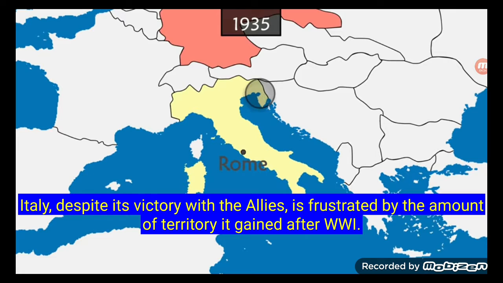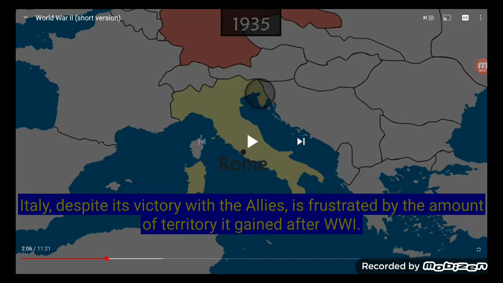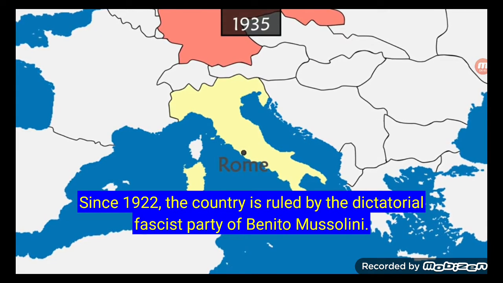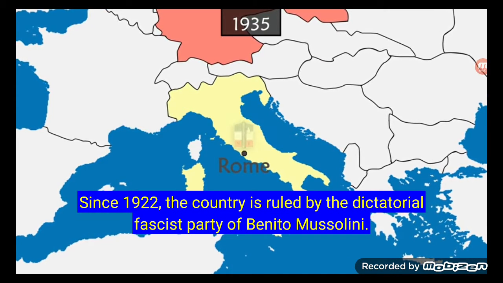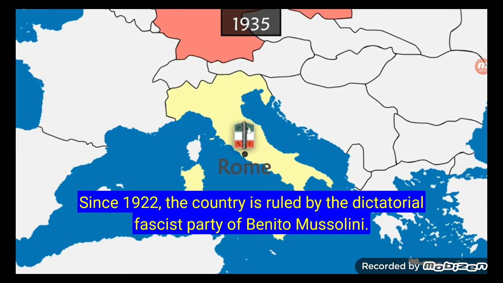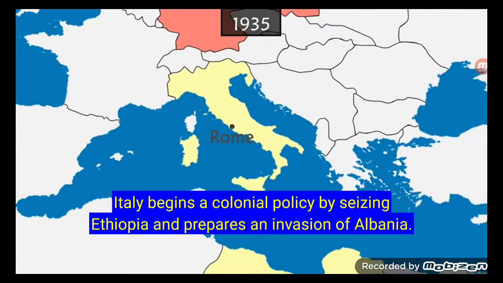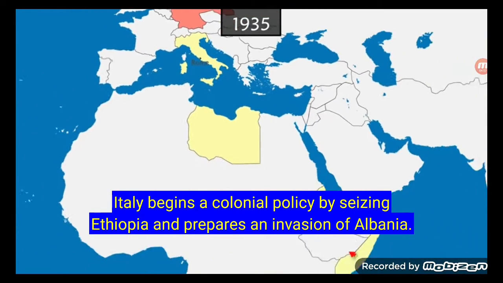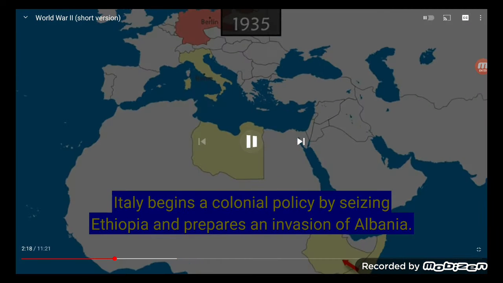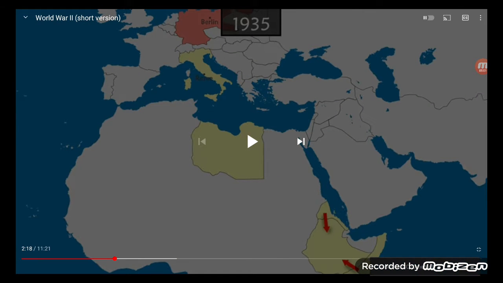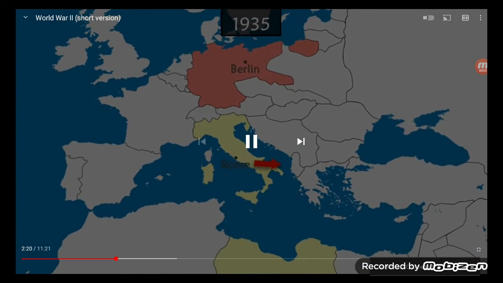Italy switched sides because it was furious or frustrated by the amount of territory that it got from Austria-Hungary. And now Italy wants more, so Italy just changed sides. Since 1922, the country is ruled by the dictatorial fascist party of Benito Mussolini. Italy begins a colonial policy by seizing Ethiopia and prepares a future invasion in Albania.